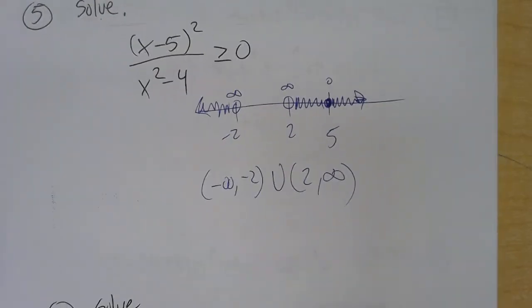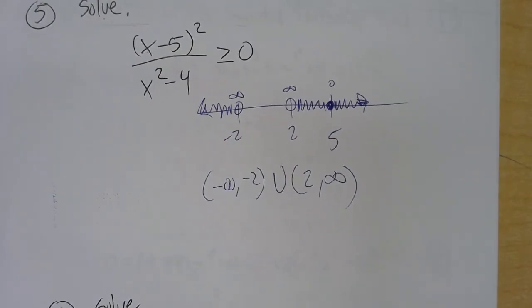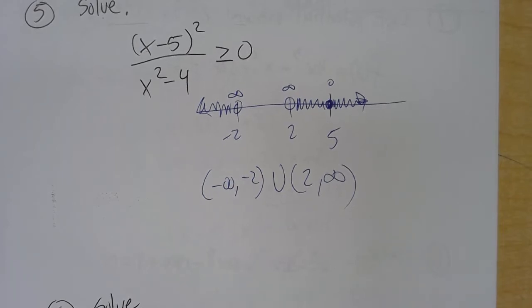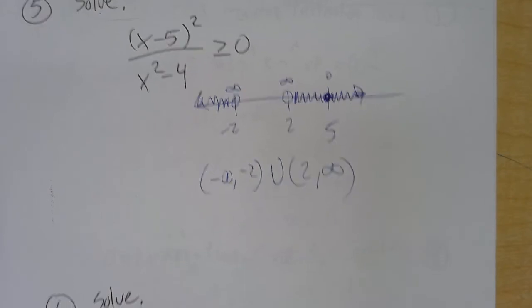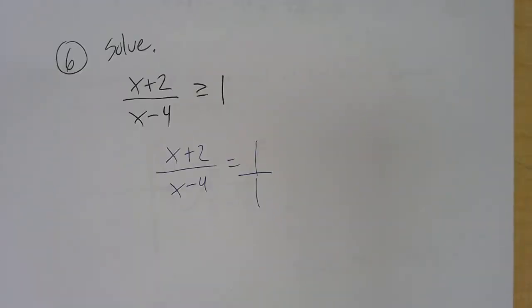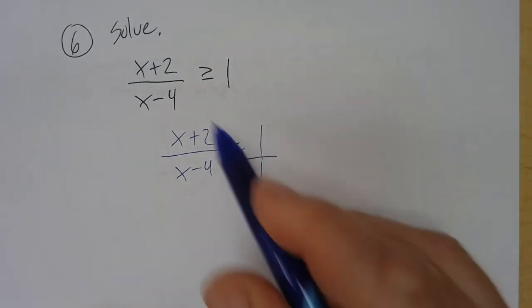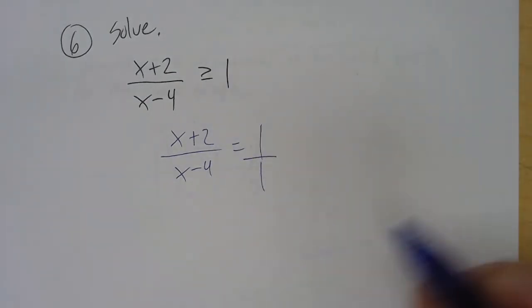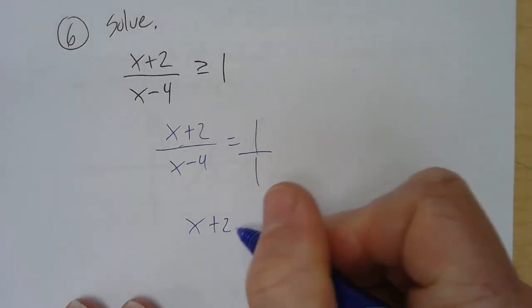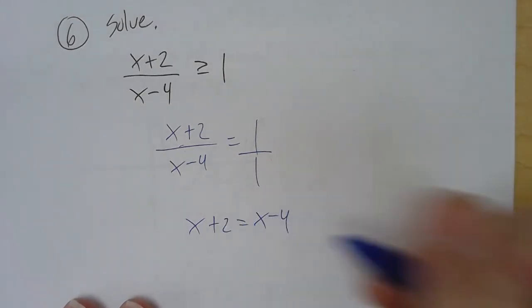Okay, so this one here, I did it differently on the answer key. I would probably do it this way. So we pretend that it equals 1, and then 1 over 1. So we're going to pretend that it equals 1, and then go back and figure out when it's greater than 1. Cross multiply: x plus 2 is equal to x minus 4.